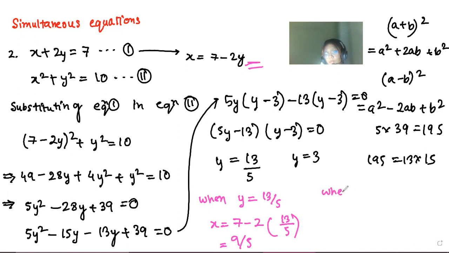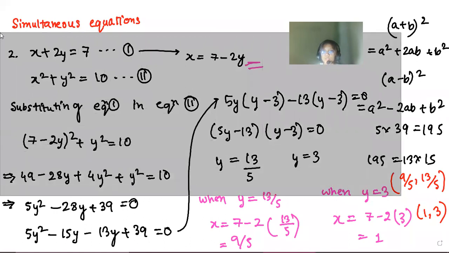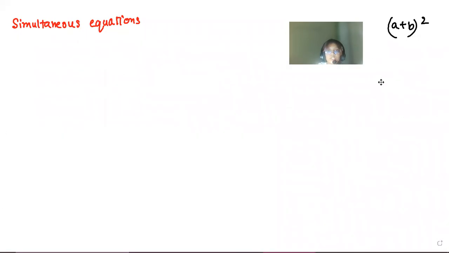And then when y is equal to 3, x is equal to 7 minus 2. Again, we substitute the value of y, that is 3. And therefore, 2 times 3 is 6, it comes as 1. So our answer for this question will be 9 by 5, 13 by 5, and 1, 3. So this is how basically we solve nonlinear simultaneous equations by substitution.